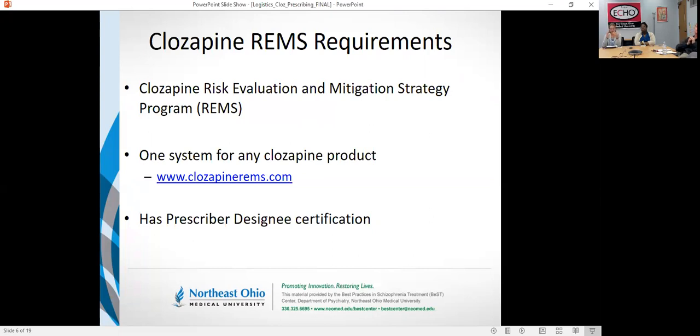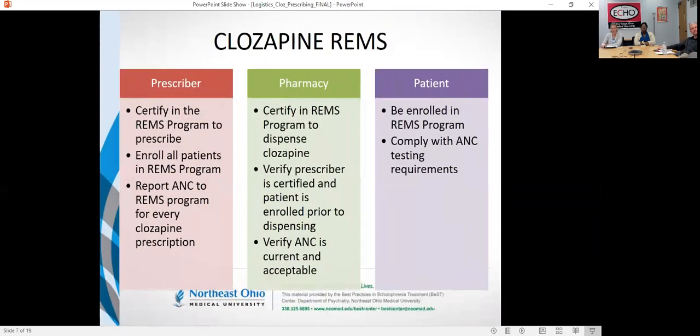We're going to talk about the 3 main participants that are captured within the REMS program, but I felt it was important to mention that there is a delegation for a prescriber designee certification. For prescribers, there could be someone within the office with a prescriber designee certification who can help with some of the reporting and enrollment functions that are required. They can do this under the guise of a prescriber. We're going to focus for the remainder of the time on the requirements of the prescribers.